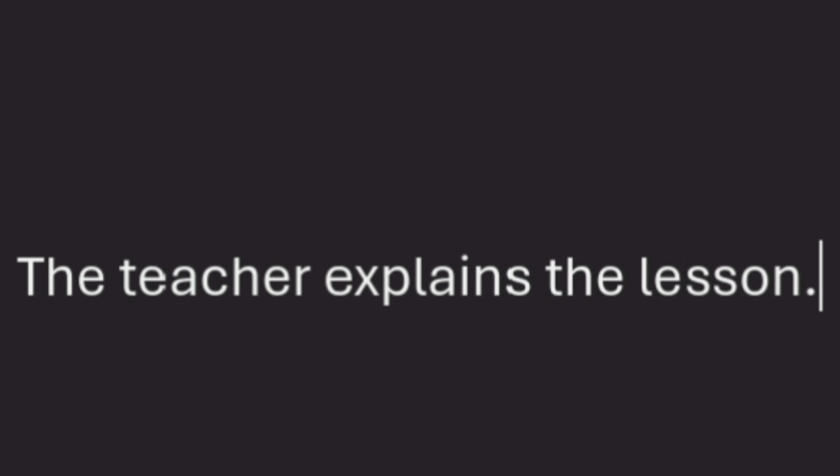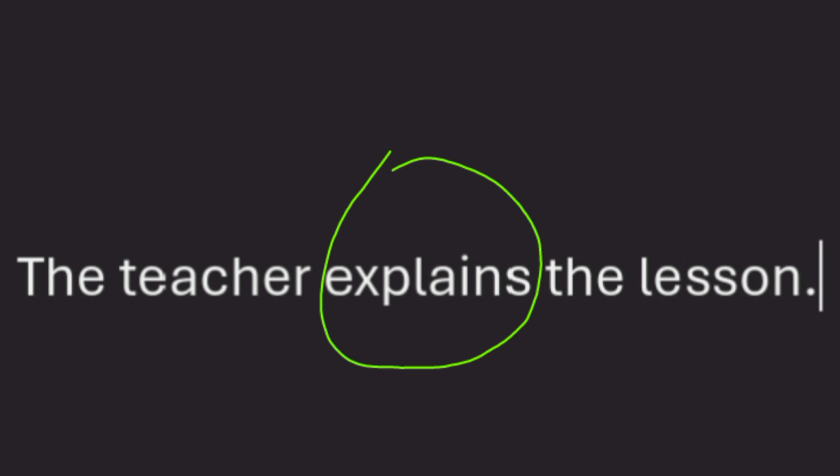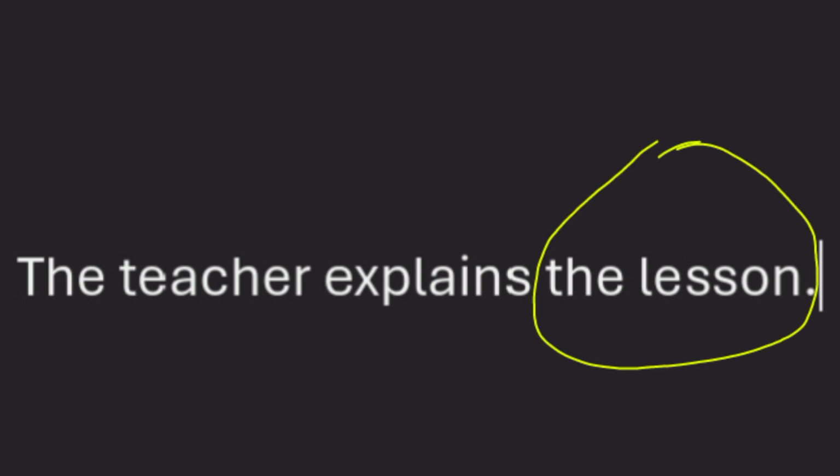Now let's take a look at this example of an active sentence. The teacher explains the lesson. The teacher is the subject, explains the verb, and the lesson the object. So that is why the sentence is referred to as the active voice. This is so because the subject does the action.